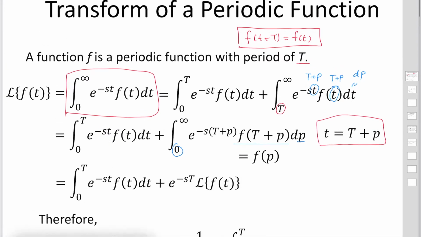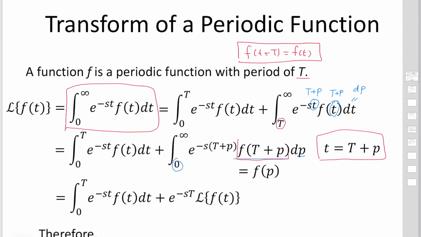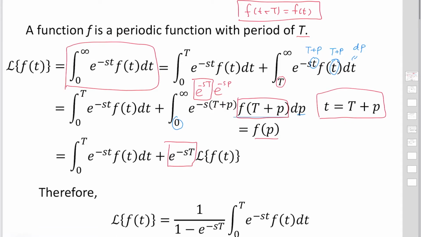We use the definition of the periodic function. So f(T + p) is equal to f(p). This part is exponential minus sT times exponential minus sp, split into two parts. And exponential minus sT is independent of p, so we can move it out of the integral. And the rest of the part is exactly equal to the Laplace transform.